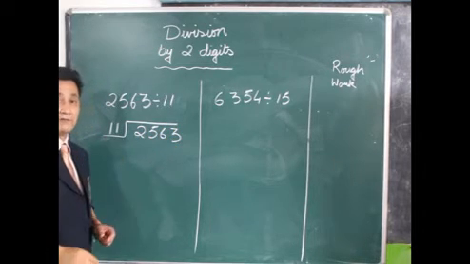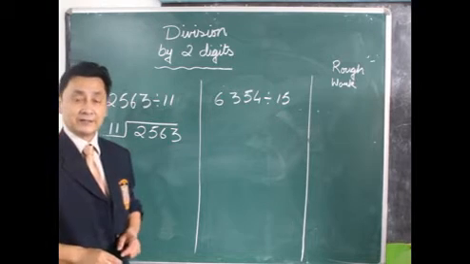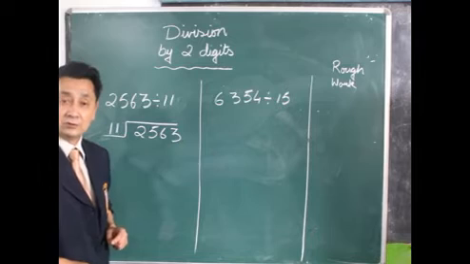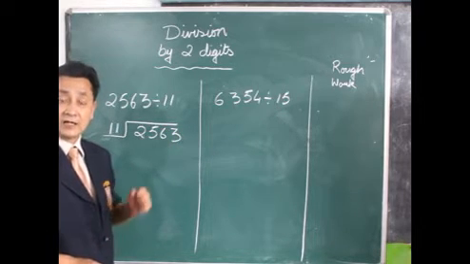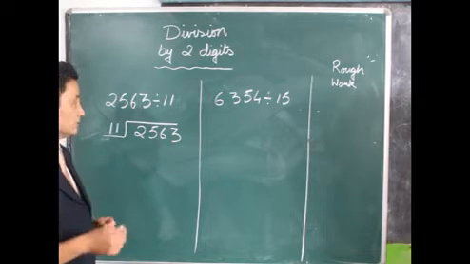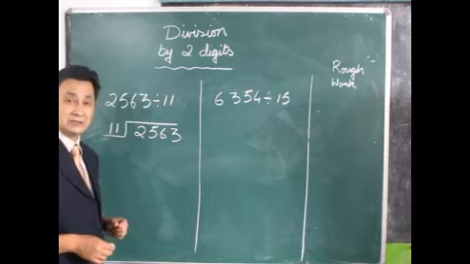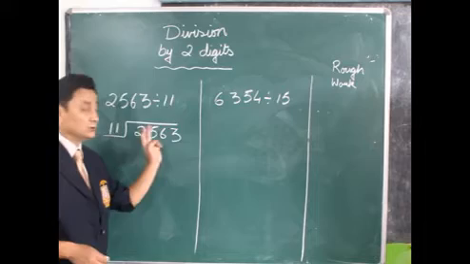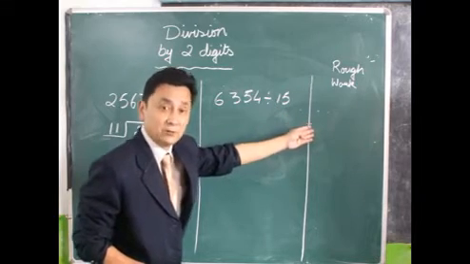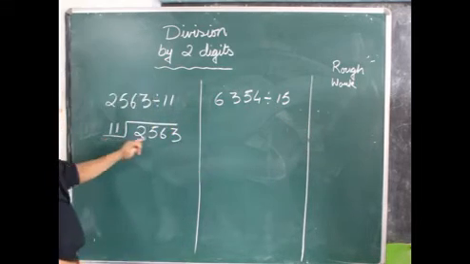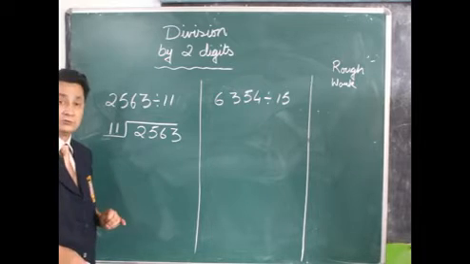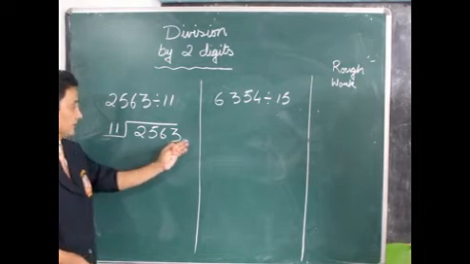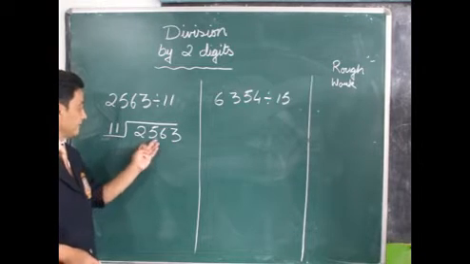Now 11 is one of the easiest multiplication tables. 11 ones are 11, 11 twos are 22, 11 threes are 33. So we need not use the rough column if we know the tables. Now 33 is more than 25.